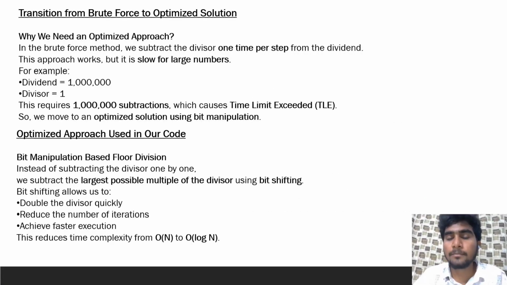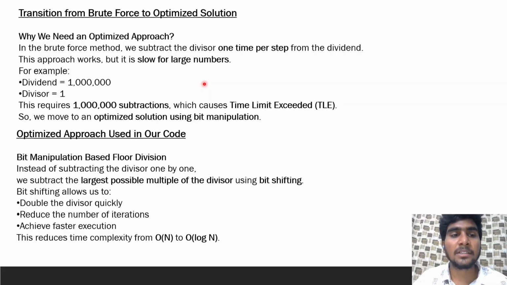Now let us move from the brute force approach to an optimized solution for the divide two integers problem. The main constraint here is that we are not allowed to use multiplication, division or modulo operation. Why do we need an optimized approach? In the brute force method, we subtract the divisor one time per step from the dividend. This approach works, but it is slow for large numbers.